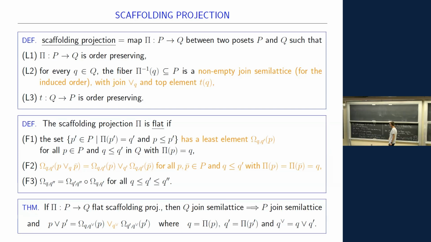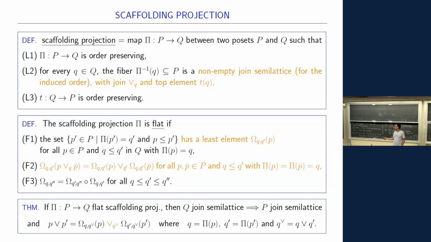The first thing is that we define the transport map as well. You go the fastest you can from Q to Q prime. So you start at P and go the fastest you can to the fiber of Q prime. Here we have to assume that it exists. Because we had a chain, we could just take the minimum, but here we have to assume that there is a least element in this set.